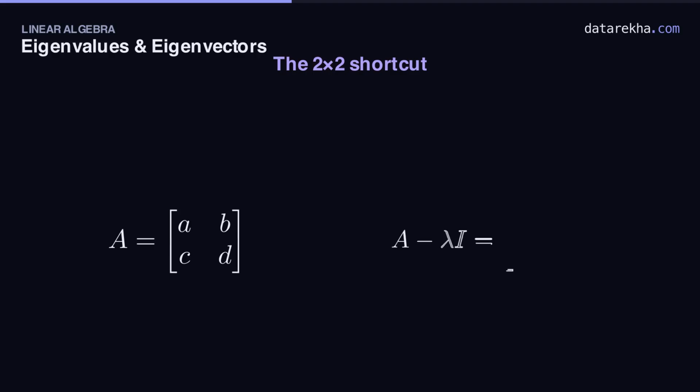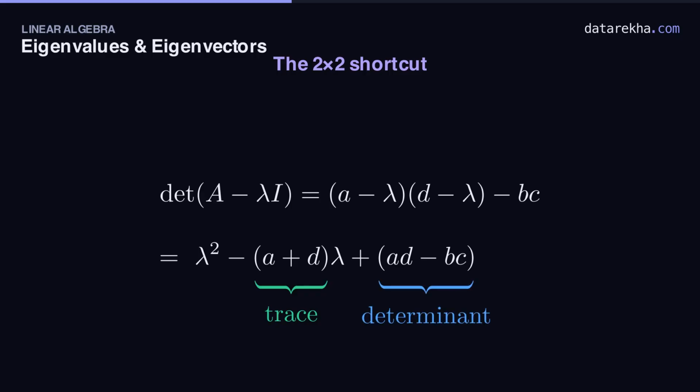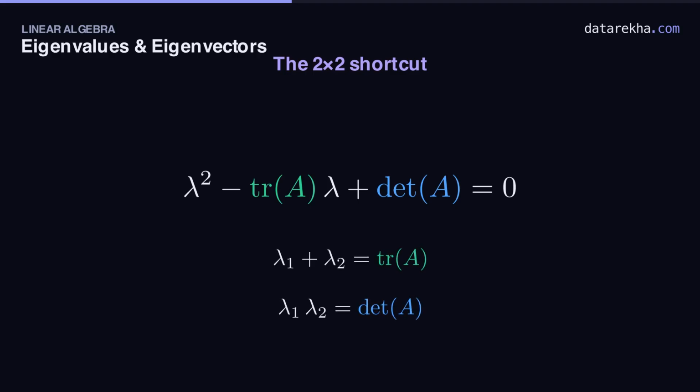For a 2 by 2 matrix, there is a clean recipe. Take a general A and subtract lambda straight down the diagonal only. Take the determinant of that, the main diagonal product minus bc, multiply it out, and it collapses into a tidy quadratic in lambda. And those two coefficients are old friends. a plus d is the trace of A, ad minus bc is its determinant. So every 2 by 2 characteristic equation reads the same way: lambda squared minus trace times lambda plus determinant equals 0, which hands you two instant checks. The eigenvalues always add up to the trace and multiply to the determinant.